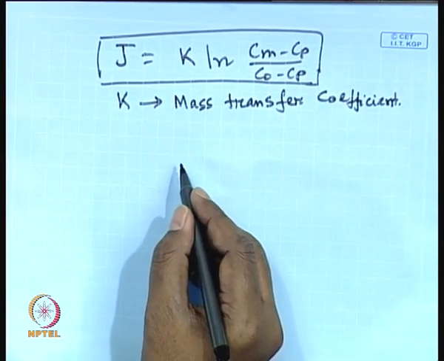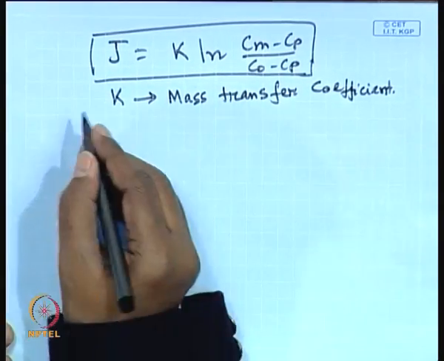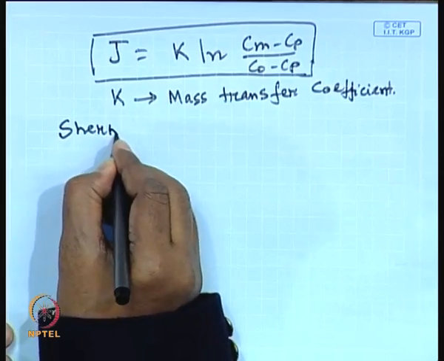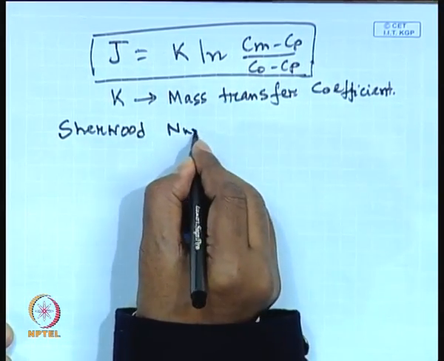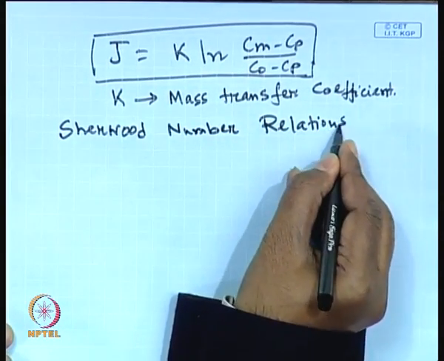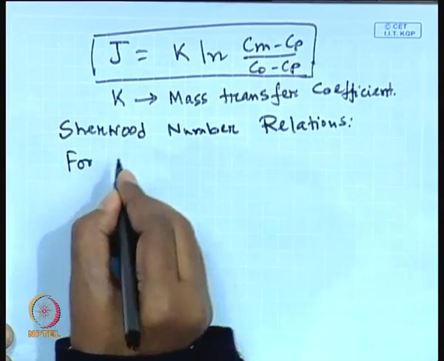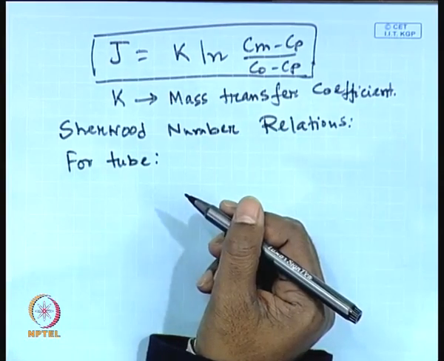Now, mass transfer coefficient is a very important parameter in this case, and it can be obtained from the Sherwood number relations. In fact, we have touched upon some of the Sherwood number relations. For flow through a tube, the tube geometry will be something like this. The fluid is flowing through a tube, and the inner surface of the tube will be wrapped by a membrane. So, membrane surface area will be pi d l.